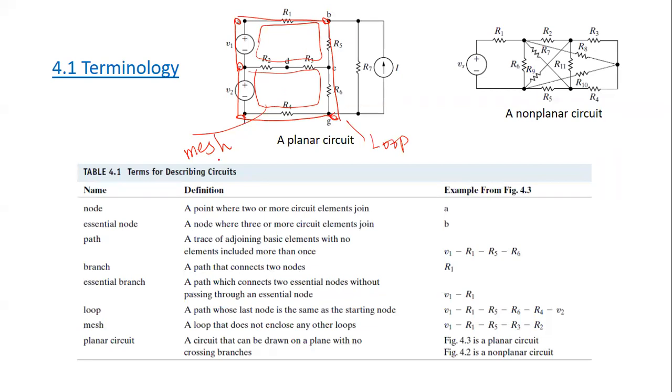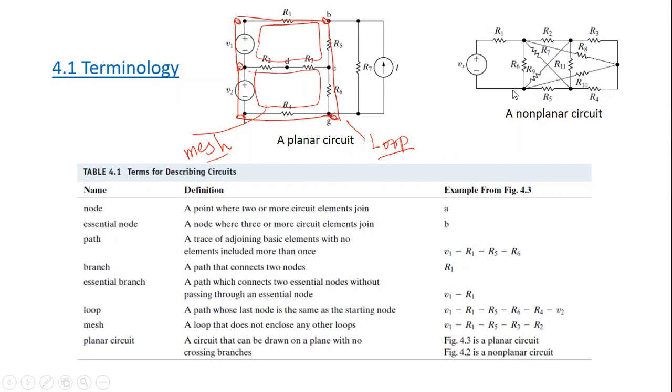Is the concept of mesh and loop clear, please? Yes. Okay, more responses, please. Yes, it's clear. Okay, and lastly, a planar circuit is a circuit that can be drawn on a plane with no crossing branches.